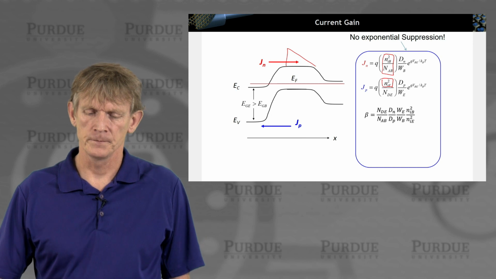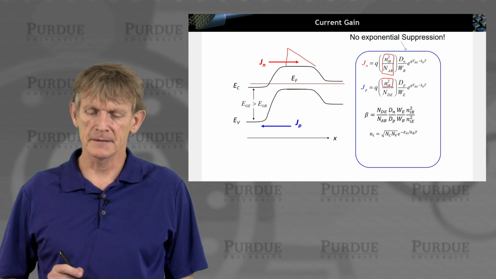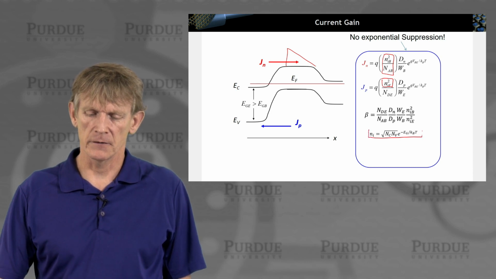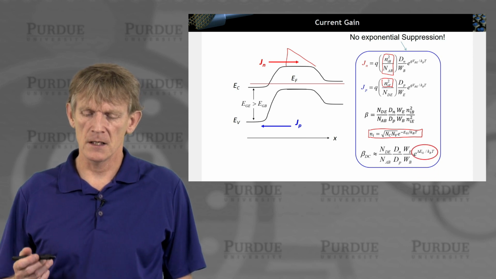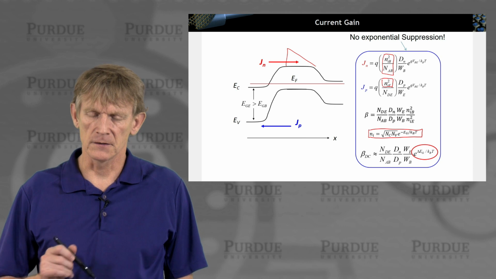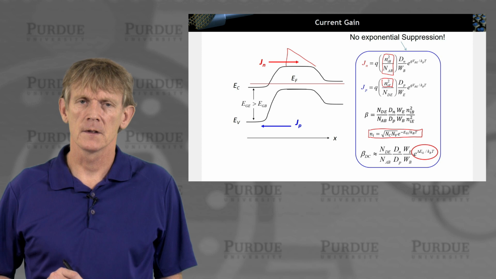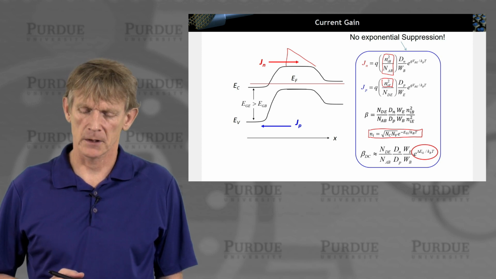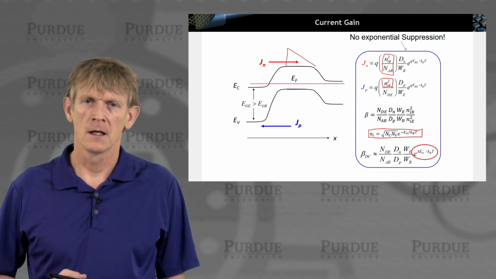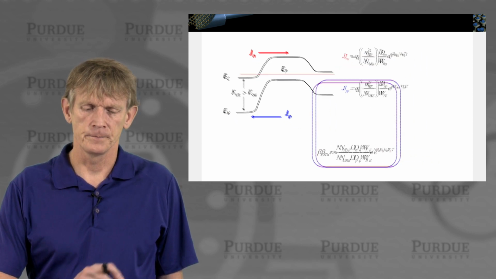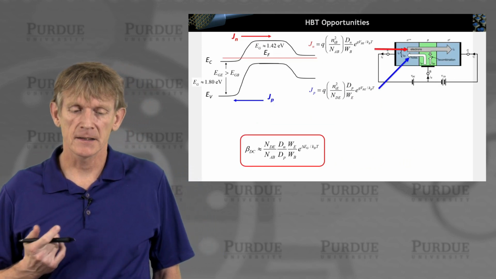We can build the ratio, just like what we've done before. We can write down this n_i for each of the different materials as a function of gap. And then we see immediately the beta has the difference in the band gap built into an enhancement of beta. Okay, so that is what we wanted. And this is called a graded junction HBT. All right. So if that's the case, that's what we want to build.